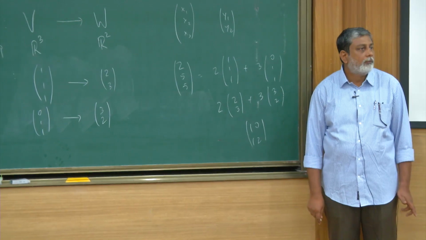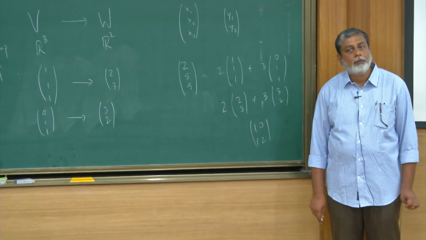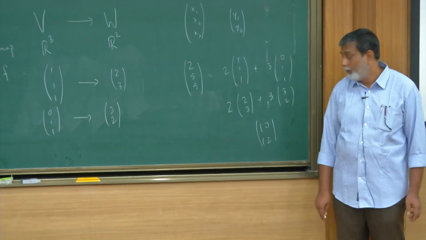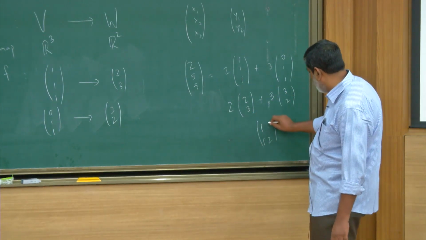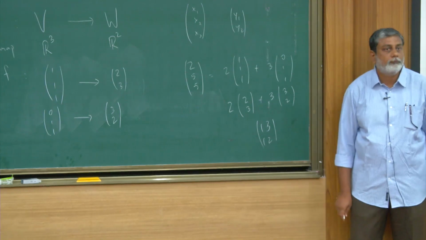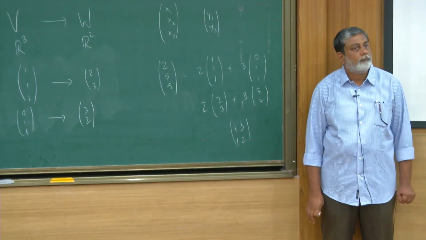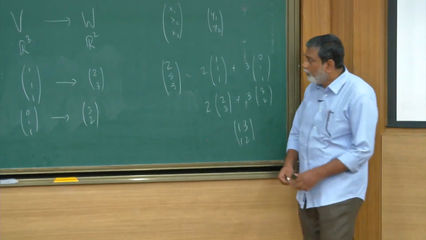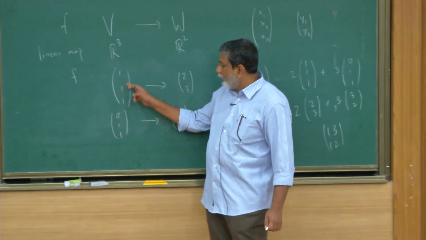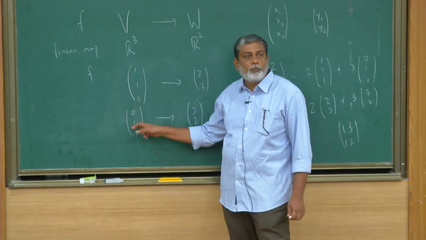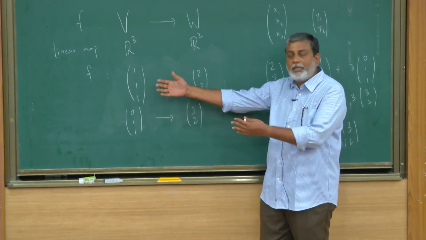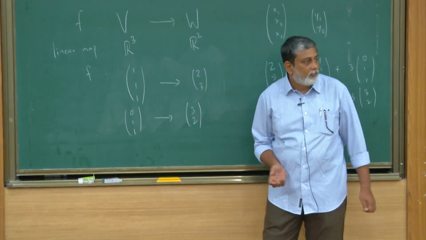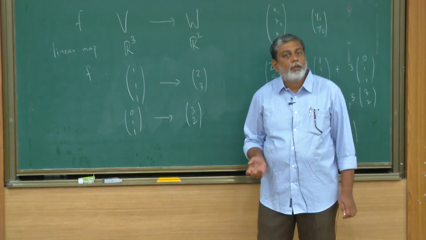Is this okay? Sorry? Is it 13? Sorry. 9 and 4, 13, yeah. All right? And so any vector that you can get by a linear combination of these two vectors, the linear map will take it to the same linear combination of the corresponding two vectors. All right?